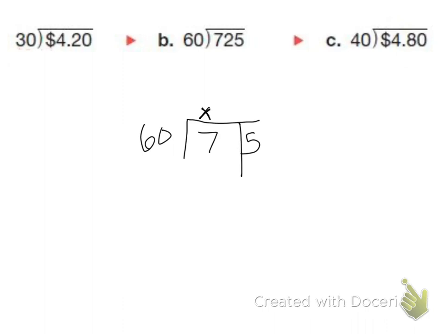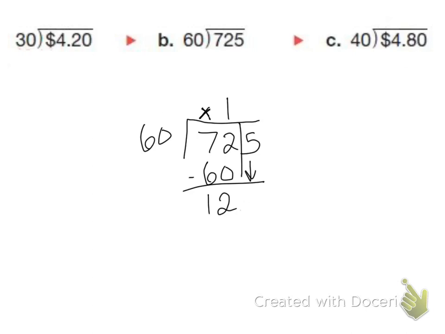And then remember, I can cover up the ones place and think, what is 7 divided by 6? Well, 7 divided by 6 equals 1. So it can only go into it one time. 60 times 1 is 60. Subtract. I have 12 left over. Bring down the 5. Then I see, what is 125 divided by 60?